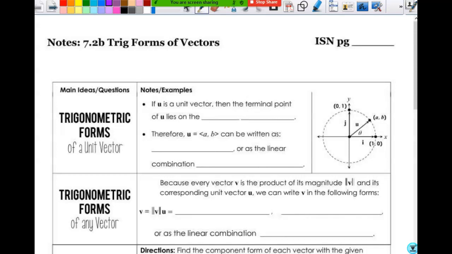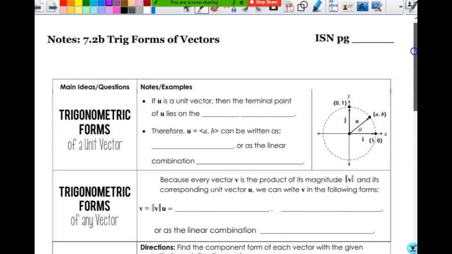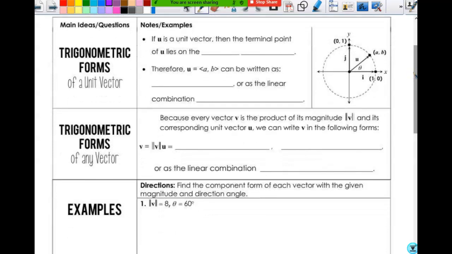So we are going to look at trig forms of vectors. We're going to connect our vectors to the unit circle, and then we're going to be able to connect this to the next thing that we do. So here we have a unit circle. We should be very well versed in unit circle stuff.